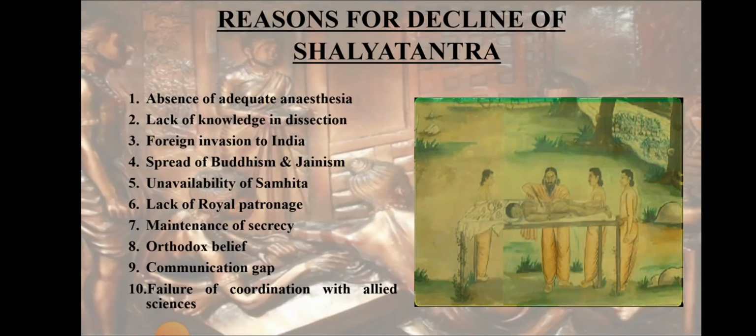Then the 10th one is failure of coordination with the allied sciences. It is already told that we have to merge with other sciences for development. But that was not happening with Shalyatantra. All the other sciences like carpentry, metallurgy, and physics developed to a great extent, but our science was held back. So these are the 10 reasons considered for the decline of Shalyatantra.